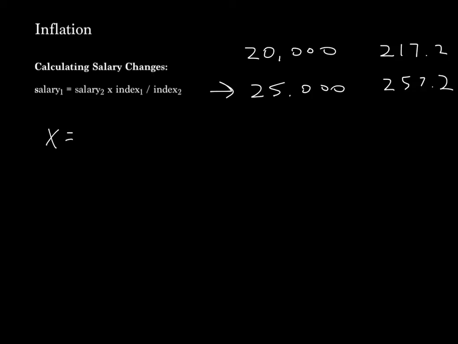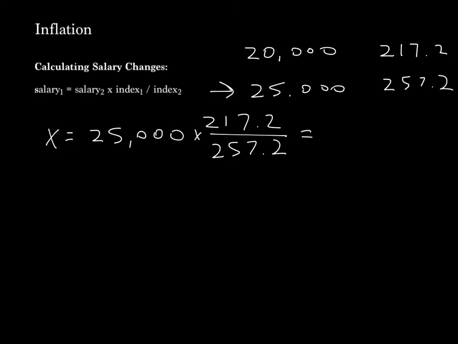So if we want to find the value of the Boston scholarship in Dallas, we're just going to say that X equals the scholarship they're giving me, which is $25,000, times the CPI in Dallas, which is 217.2, divided by the CPI in Boston, 257.2. Okay, when we multiply this out, we get 21,111.98.